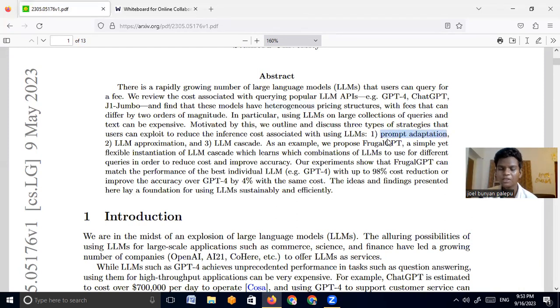Just keep these words in the back of your mind. We'll soon study all of this. We'll soon understand what all of these mean. Prompt adaptation. All right.